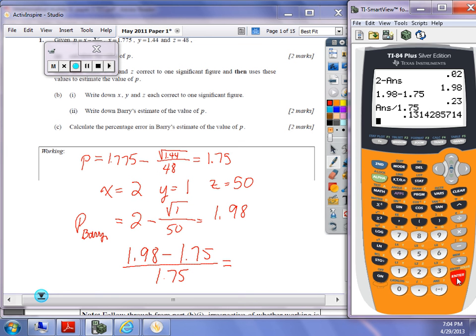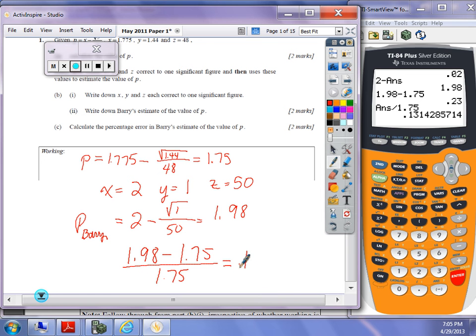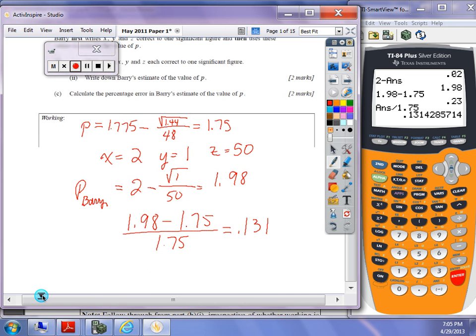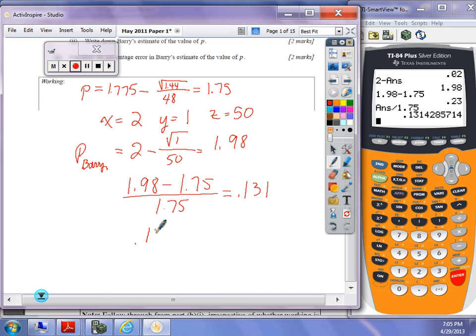And the percentage error is, looking at my digits, 0.131428. I want to round that to 3 sig fig, so that's 0.131. And remember, I multiply by 100, but I need to change this into a percentage for the percentage error. So 0.131 times 100 is equal to 13.1%, and that would be the answer for the final part.